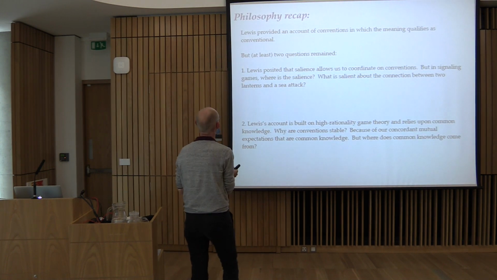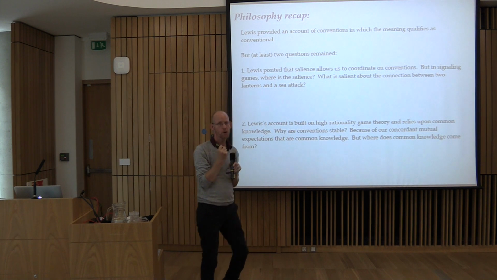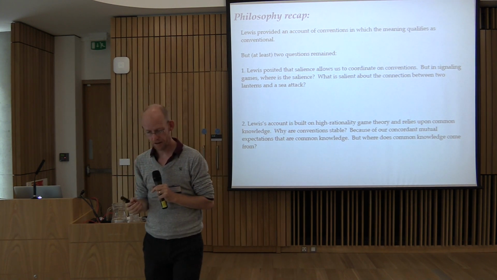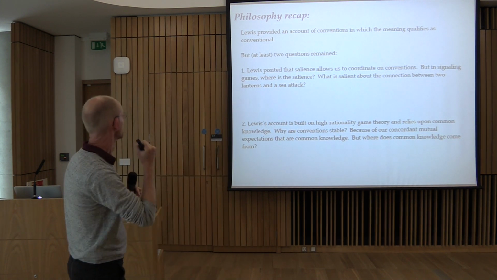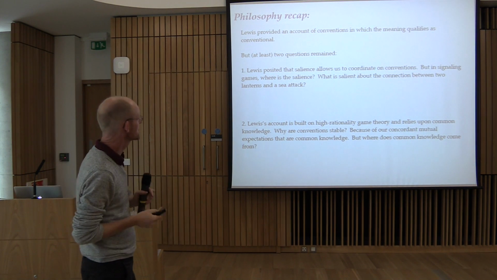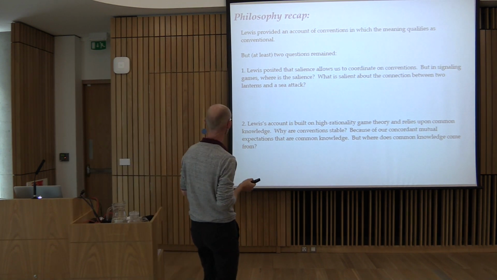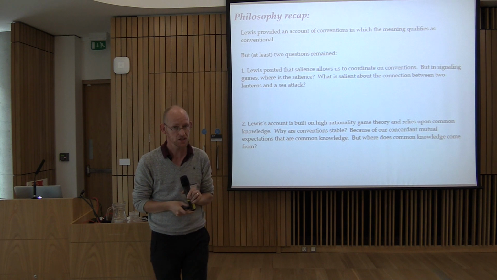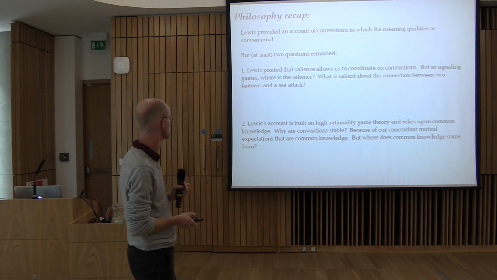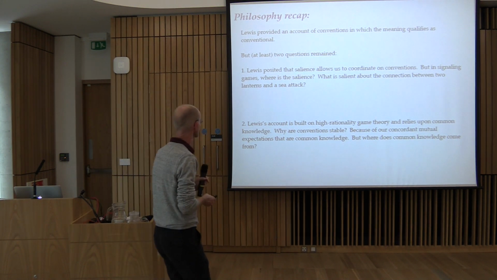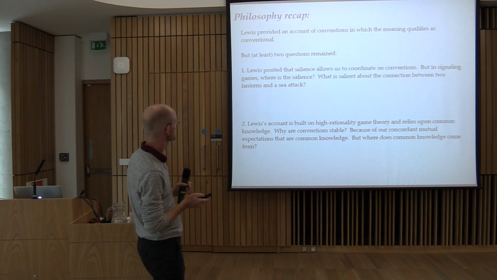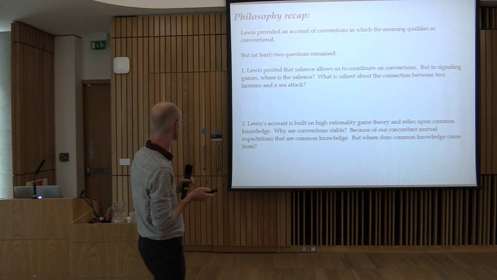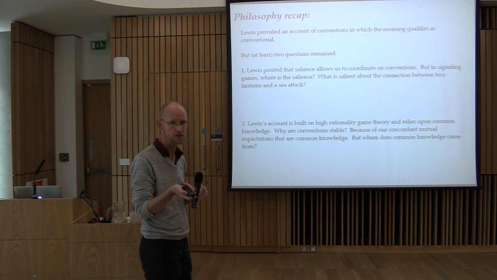Okay, so here is the important point, and what I said just before the break. Lewis provided conventions, with meaning qualified as conventional, but two questions, or criticisms if you want, remain. First, Lewis posited that salience allows us to coordinate the conventions, but in signaling games, where is the salience? Where does it come from?